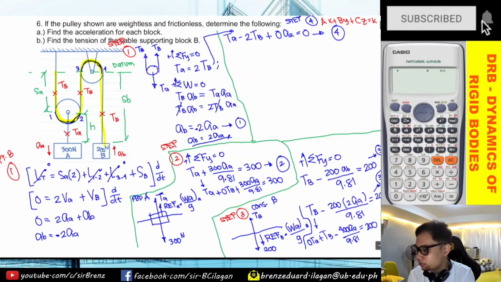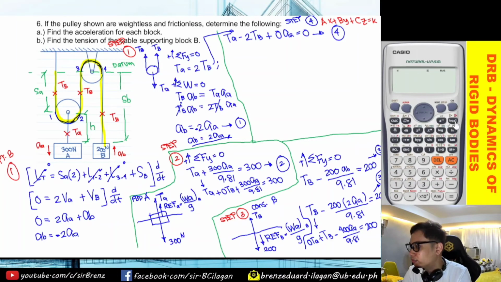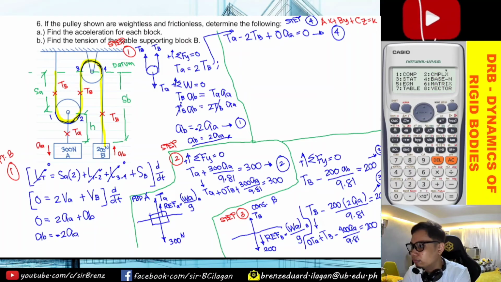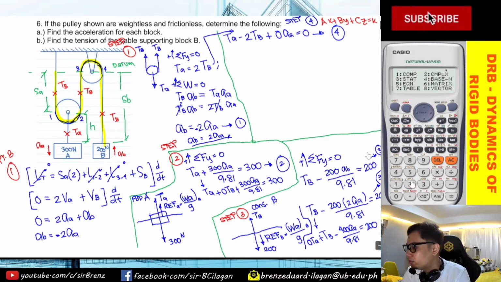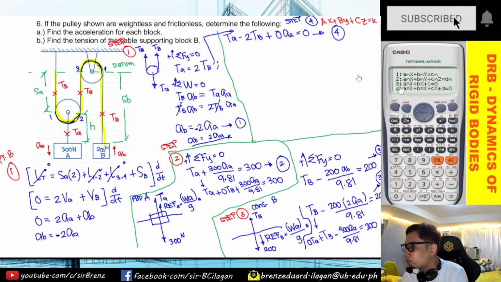Ayan, so pumasok naman. Okay, so pindutin natin sa calculator. Mode. Saan nga ba yan? Mode. Ayan, mode 5. Tapos, itong number 2. Di pala yun. So, mode 5, 2.